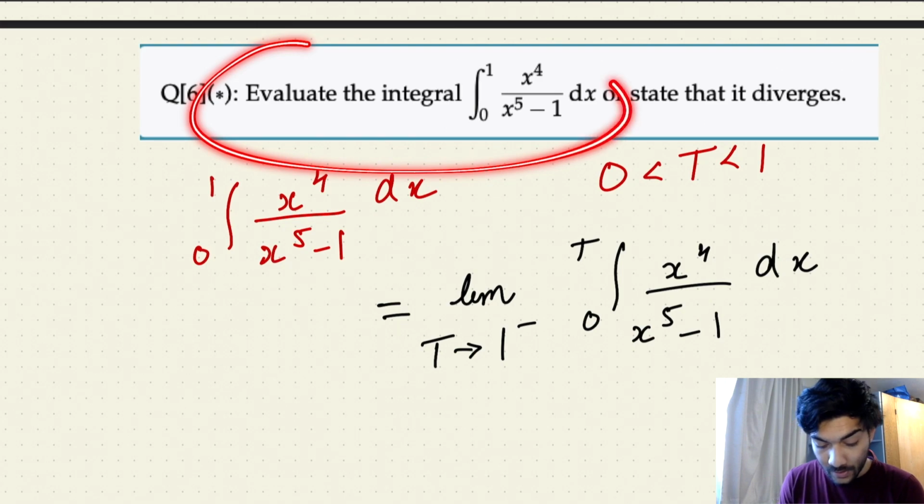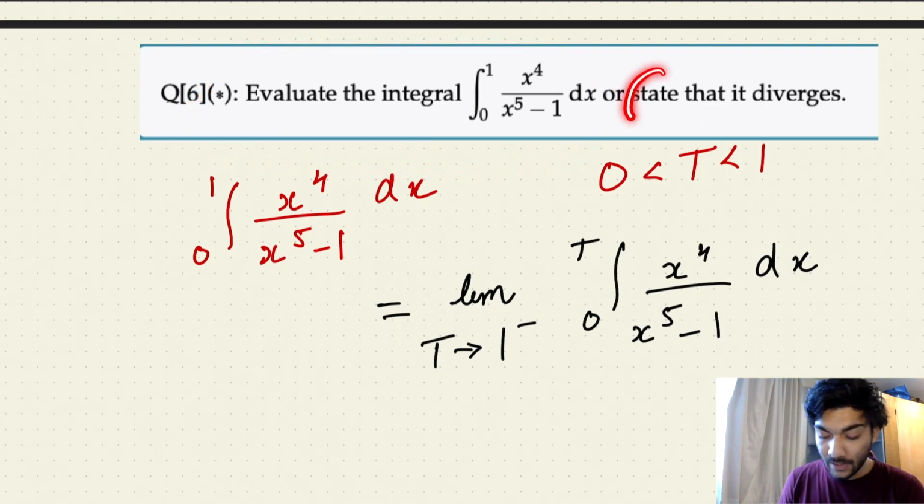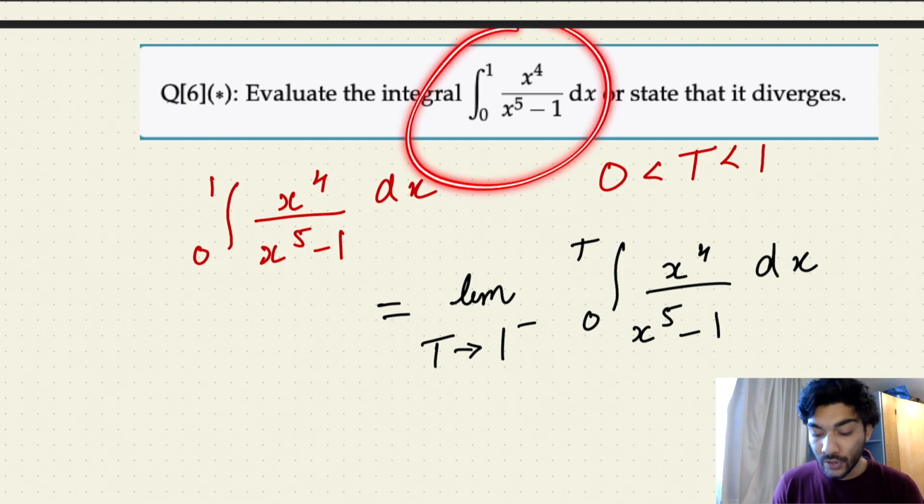And in this question, in addition to evaluating this integral, we also have to state whether it diverges or converges. Divergence and convergence are very important concepts in improper integrals that we'll cover in the next videos. But what they basically mean is, if you're saying that your definite integral converges, that basically means you have a real solution to your definite integral. But if you're saying that your definite integral diverges, you don't have a real solution to your definite integral.